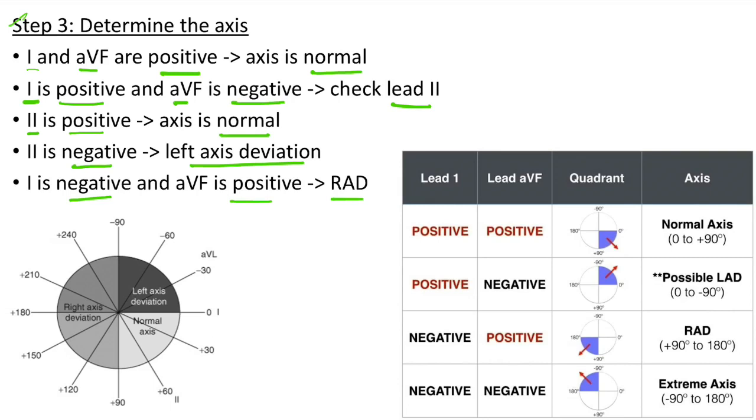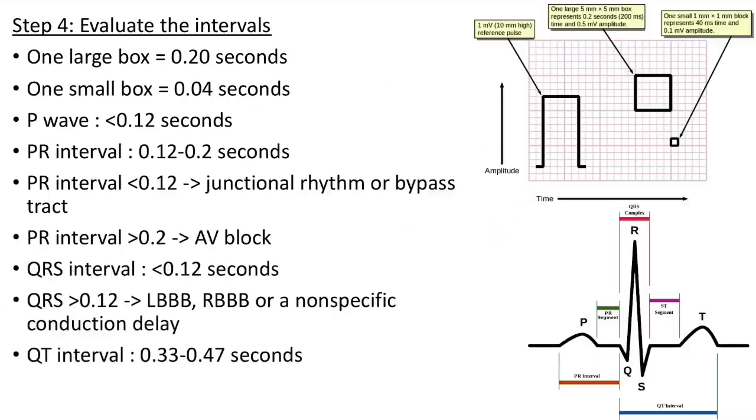As discussed earlier, if lead 1 and lead AVF are positive, it is normal axis. If lead 1 is positive, lead AVF is negative, and lead 2 is negative, it is left axis deviation. If lead 1 is negative and lead AVF is positive, it is right axis deviation.